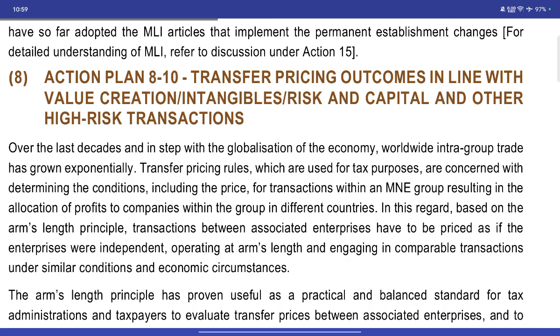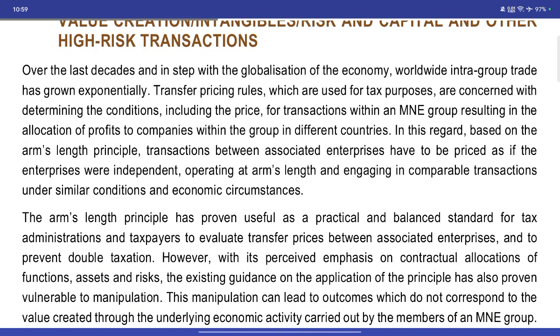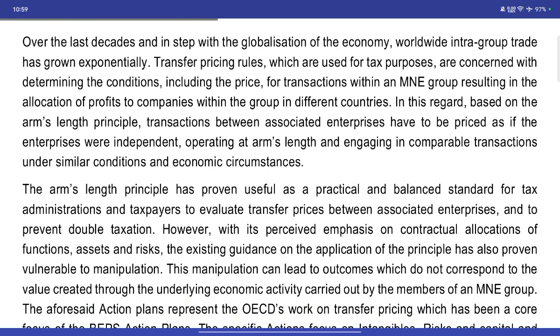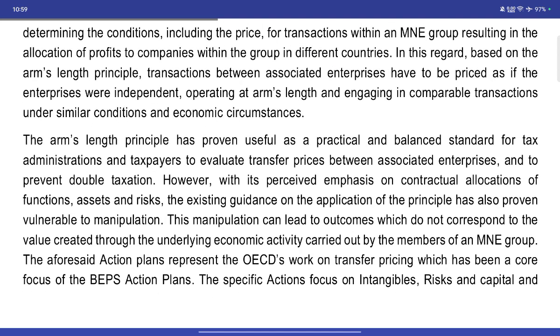Actions 8 to 10: transfer pricing outcomes in line with value creation, covering intangibles, risk and capital, and other high-risk transactions. Over the last decades, with the globalization of the economy, worldwide intra-group trade has grown exponentially. Transfer pricing rules, which are used for tax purposes, are concerned with the determination of conditions, including price, for transactions within MNE groups, resulting in the allocation of profits to companies within a group in different countries. They are based on the arm's length principle, under which transactions between associated enterprises are priced as if the enterprises were independent, by comparison with transactions under similar conditions and economic circumstances.